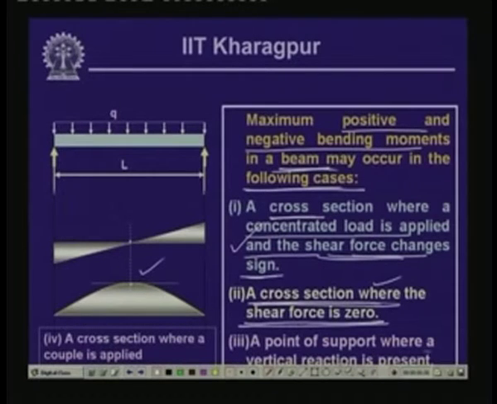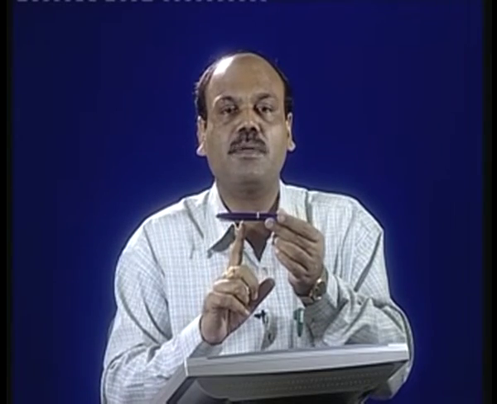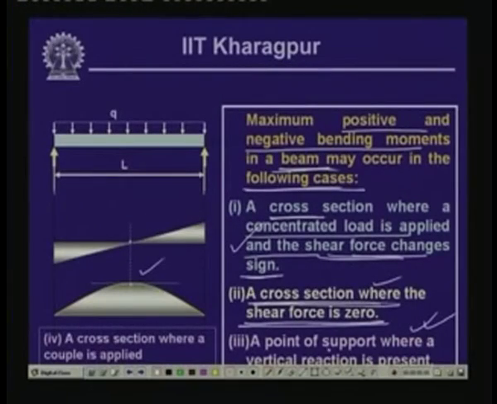Now, a point of support where vertical reaction is present, there also, and this we will look into through an example. If you have a beam which is simply supported or hinged on one end and supported on a roller on the other, and you have an overhang, then at the roller support you have a vertical reaction. At this point you may get a negative moment at the support point which could be maximum. So, this is what is mentioned: maximum bending moment may occur at a support point where you have vertical reaction, and at a cross section where a couple or a moment is present.